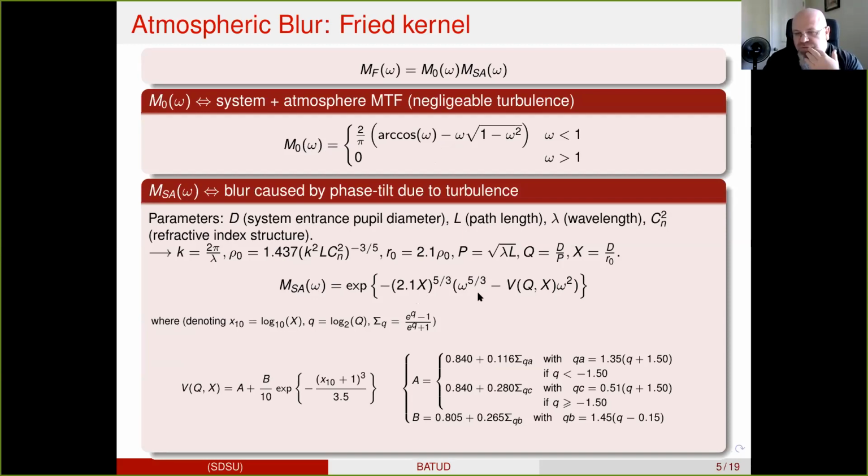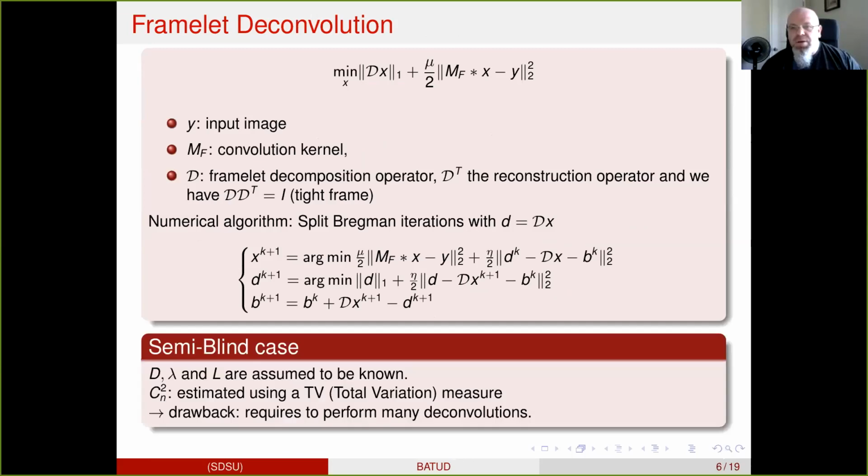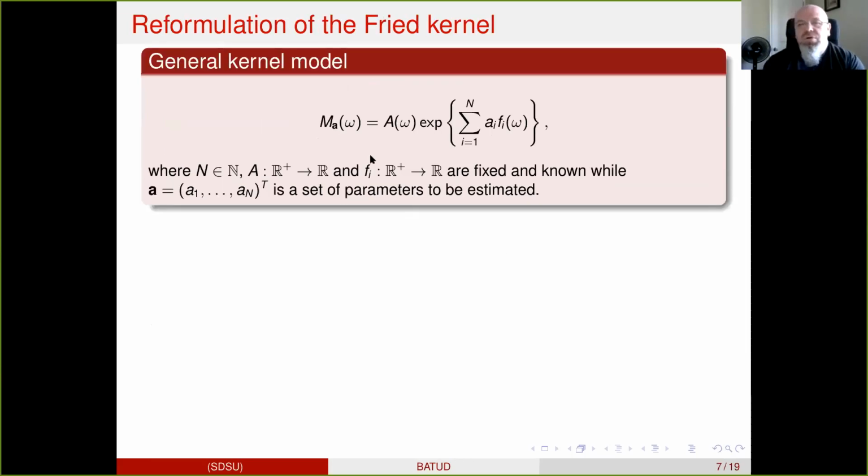Now, if you look very carefully, at the end of the day, in this expression there are only 2 different parameters. You have this one, the negative 2.1x to the 5/3, and you have this v of qx. So the idea is, instead of trying to estimate the original parameters, and especially the CN square value, why not try to estimate those coefficients directly? So our idea was to reformulate that kernel in a different but equivalent way, of course, following this idea.